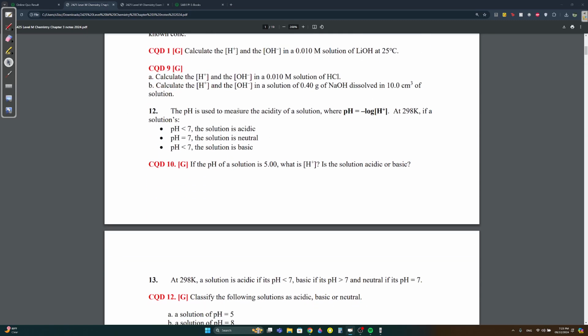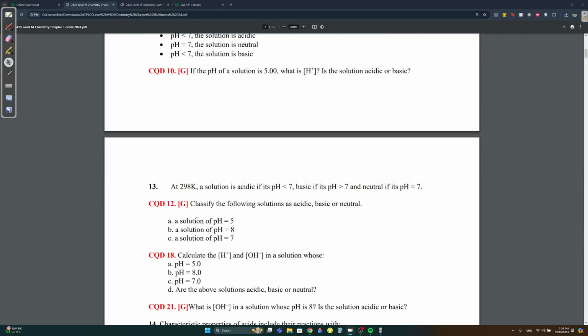The pH is used to measure the acidity of a solution, where pH is equal to minus log base 10 of H plus. If you get less than 7, it's acidic. If you get 7, it's neutral. If you get greater than 7, it should be basic, sorry. I don't know why they put it that way.